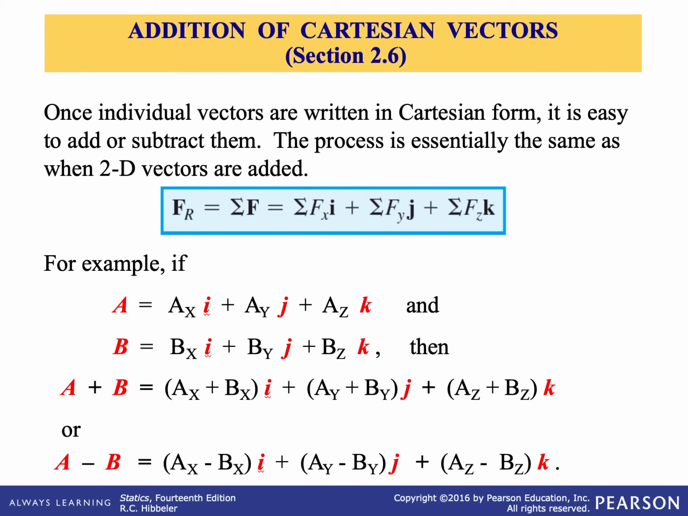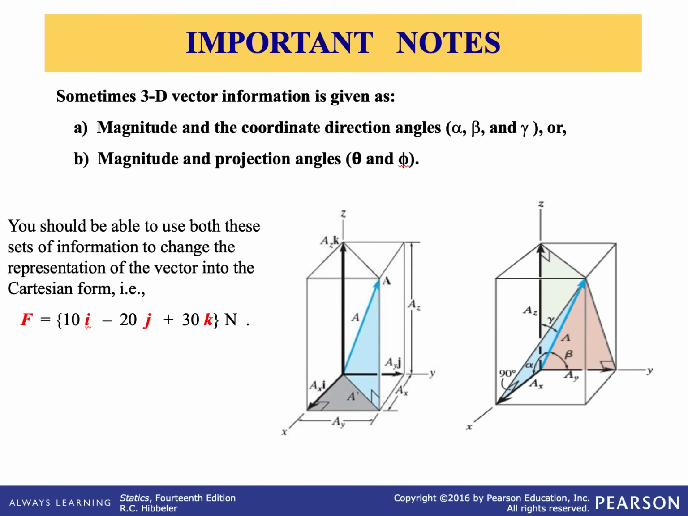Now, before we finish this lecture, I have a quick note. It's very important that sometimes 3-dimensional vectors are given in 2 different ways. The first one is where we give you the magnitude and the coordinate angles, alpha, beta, and gamma, and this is the schematic of how it looks. And sometimes we give it to you in projection angles, so magnitude and projection angles. We go with alpha, theta, and phi, and that is this representation.